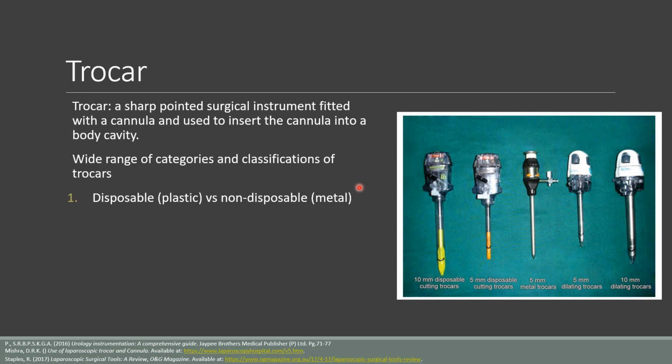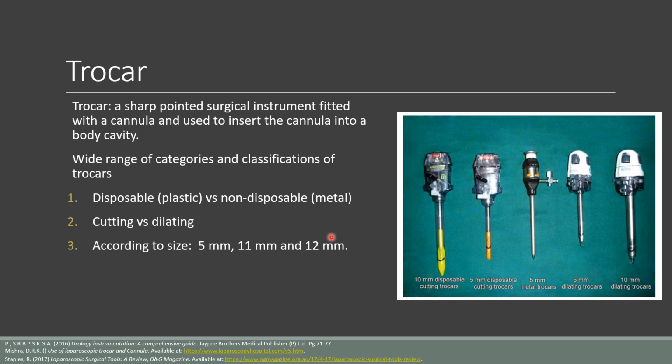For example, there's disposable versus non-disposable trocars. We have plastic trocars, which I think there was a picture of in the previous slide, and then non-disposable ones like metal ones, and there are loads of them here. There's cutting versus dilating trocars. Cutting trocars essentially have a sharp metal or plastic blade that cuts through various tissue layers, whereas dilating trocars, which are a newer innovation, tend to have a blunt tip that actually separates and dilates tissue under pressure. This is thought to be better because it minimizes the risk of cutting internal organs.